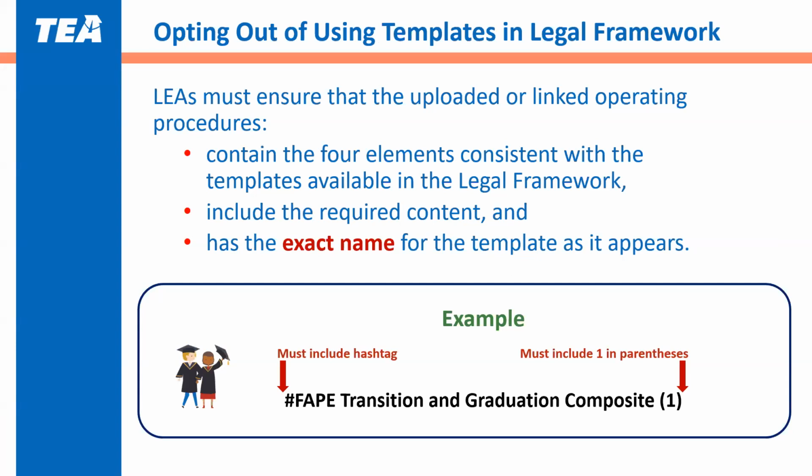So as you see on this example, it must have the hashtag FAPE in all caps with no space between the hashtag and FAPE, spaces between each word, and then you must have the number 1 in parentheses with a space between the word composite and the parentheses. So be sure that it is the exact name all the way down to capitalization, spaces, everything.